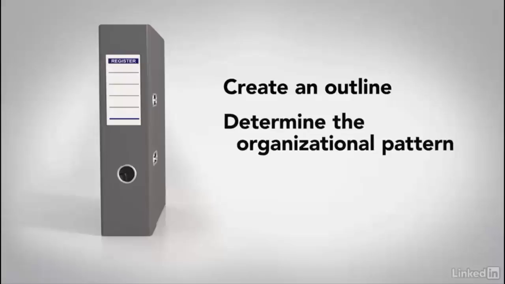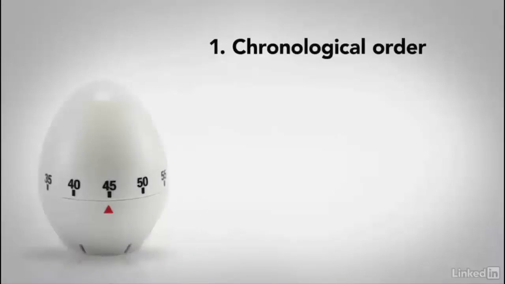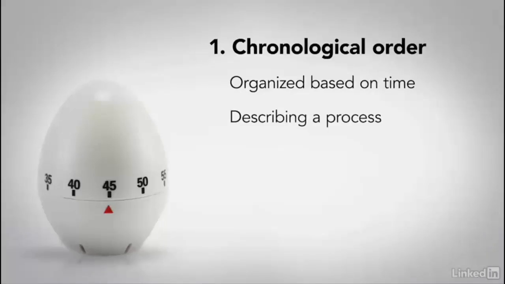You also need to determine the best organizational pattern once the research is grouped. Consider these three choices. Each can be used separately or combined with one or more of the others. First, chronological or time order. If your topic has a time sequence to it, then organizing based on that sequence helps the reader follow the timeline. Maybe you're describing the process of becoming an effective time manager.